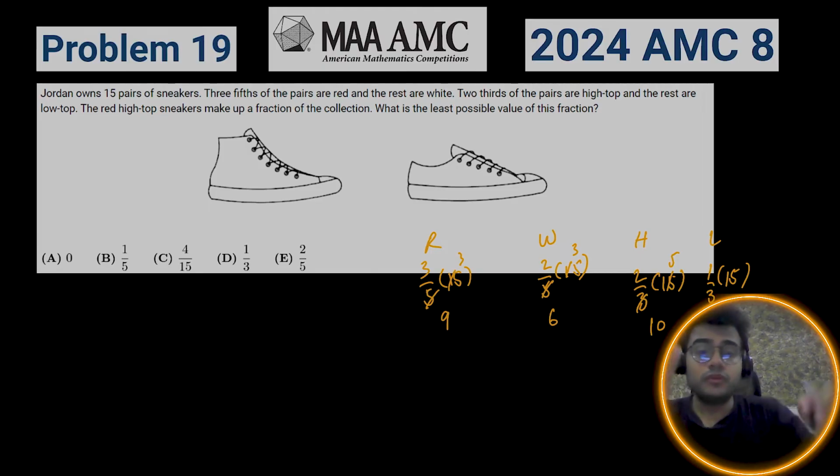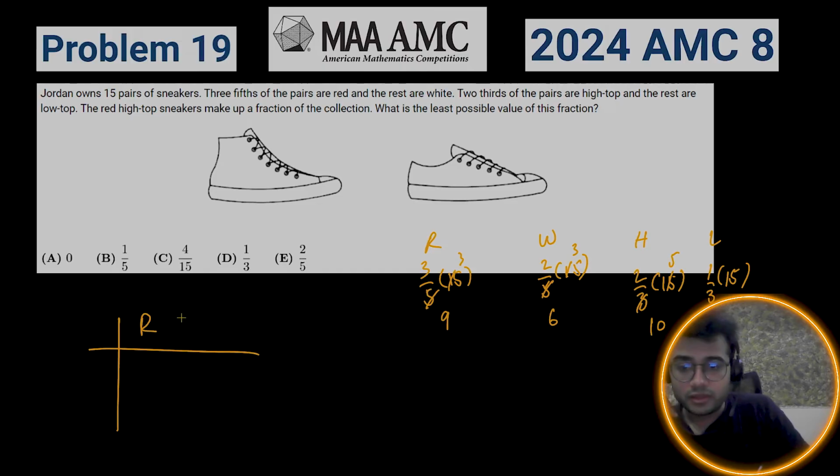them. So you see, we have two categories, color and top tier, and then we have four possible combinations. So we will make a table out of it. That will be the easiest way to visualize this. So we have red and white, and then we have high tier and low tier.